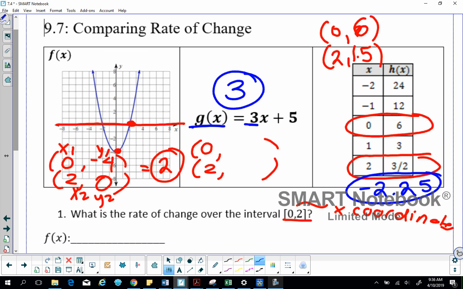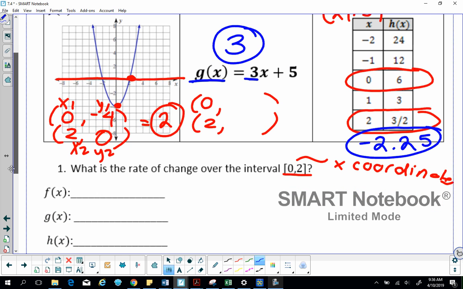Cool. So I'm going to go down here and I'm going to write down these rates of change. So it says f of x is 2. We found g of x is 3. And h of x is negative 2.25.